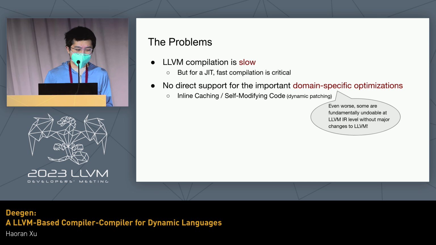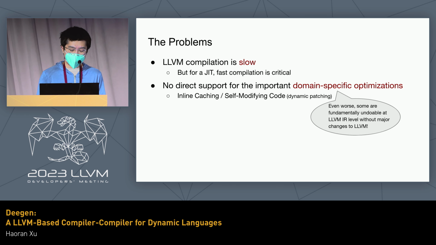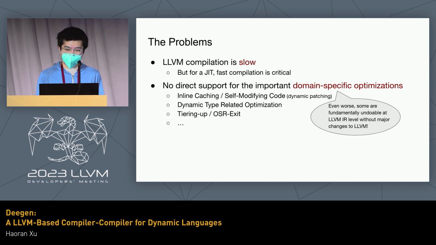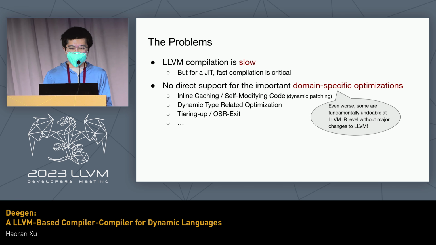For example, in order to optimize things like table access and object access, we have to have inline caching, and the efficient implementation of inline caching is self-modifying code, which LLVM is not really designed to do. LLVM is also designed for static languages, and it has no support for dynamic type optimizations. Also, we have to have more than one VM tier, so we have to think about how to tier up and how to OSR exit, and LLVM has no support for that. So how do we solve these issues?